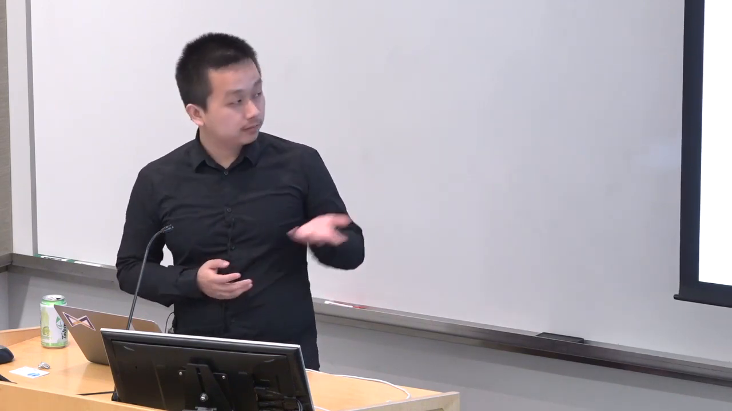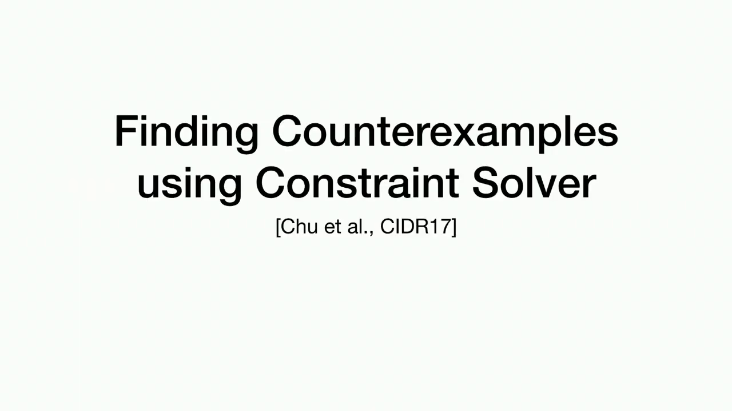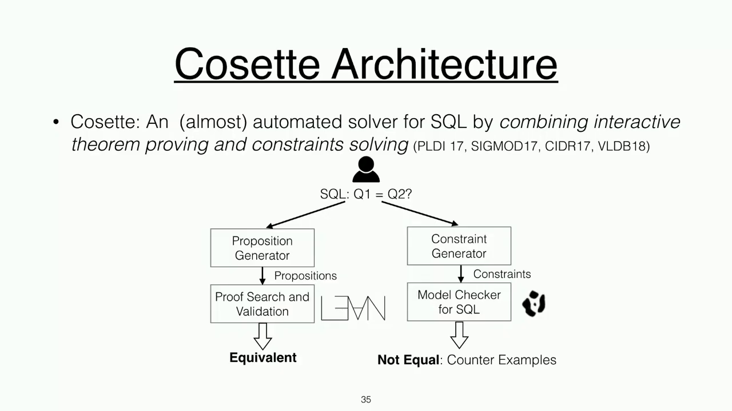And the next question we're going to ask is, like I said before, this procedure is sound but incomplete. Then what about inequivalent SQL queries? That's where our third contribution comes in: we build a model checker for finding counterexamples of inequivalent SQL queries using a constraint solver. Let me go back to the system architecture.